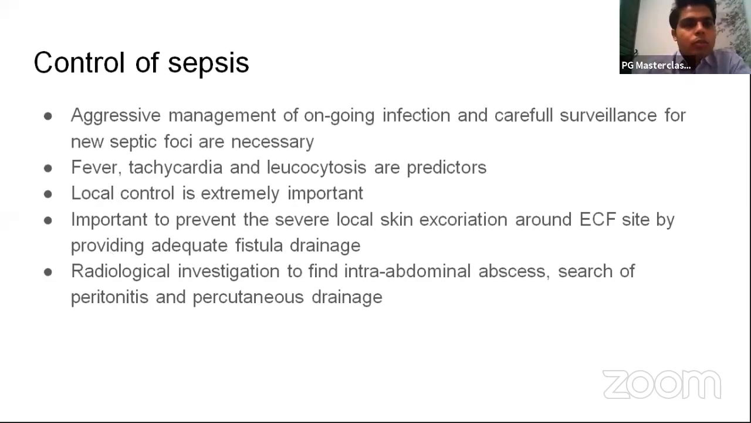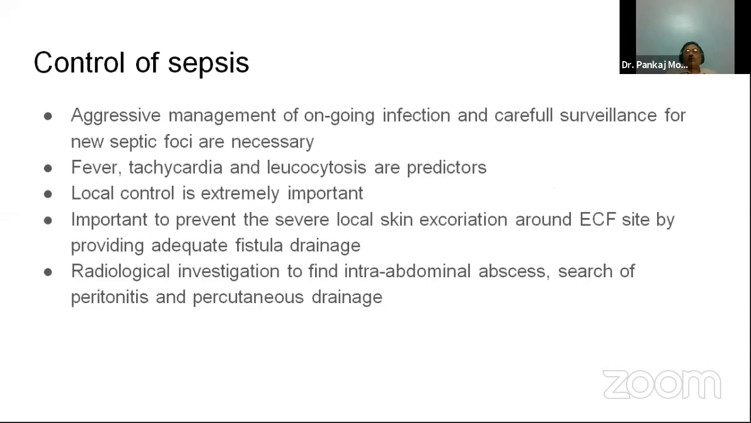The third step is the control of sepsis: aggressive management of the ongoing infection and careful surveillance for new septic foci are necessary. Usually fever, tachycardia, and leukocytosis are predictors of sepsis. Local control around the fistula wound is extremely important, and it is important to prevent skin excoriation by providing adequate fistula drainage. Radiological investigation should be done to find an intra-abdominal abscess or look for peritonitis in a severely septic patient, and a percutaneous drain may be placed radiologically in a patient having a localized intra-abdominal abscess.